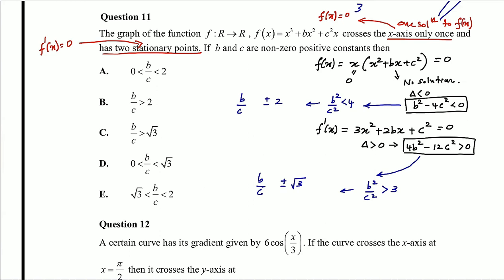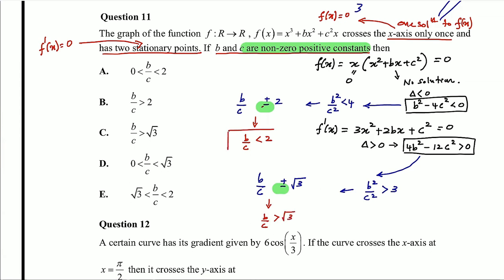Now, the question is telling us b and c are non-zero positive constants, right? Non-zero positive constants. So that means they cannot be negative. So they cannot be negative means you are going to get rid of this negative. Why? Because you get the negative sign if b and c are negative only, one of the b or one of the c, not at the same time, right? So that will tell you that this b divided by c is less than 2, right? From here you get b divided by c greater than square root 3.